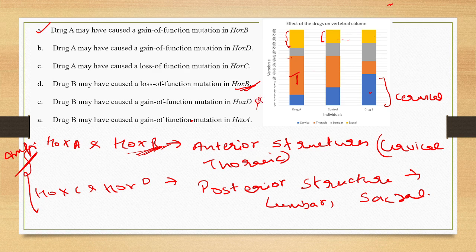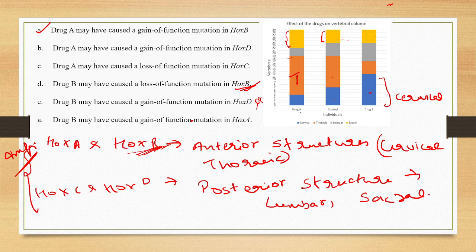The concept behind this question is that you should understand the function of the HOX-A, HOX-B, HOX-C and HOX-D genes. HOX-A and HOX-B are responsible for anterior structure patterning, which includes your cervical and thoracic. HOX-C and HOX-D are responsible for the patterning of the posterior structures, which are your lumbar and sacrum. These are the levels of all the vertebrae in a normal case.